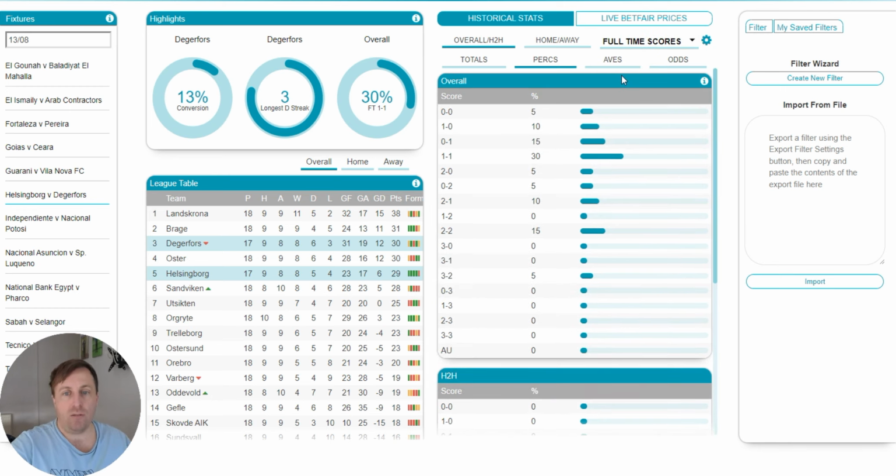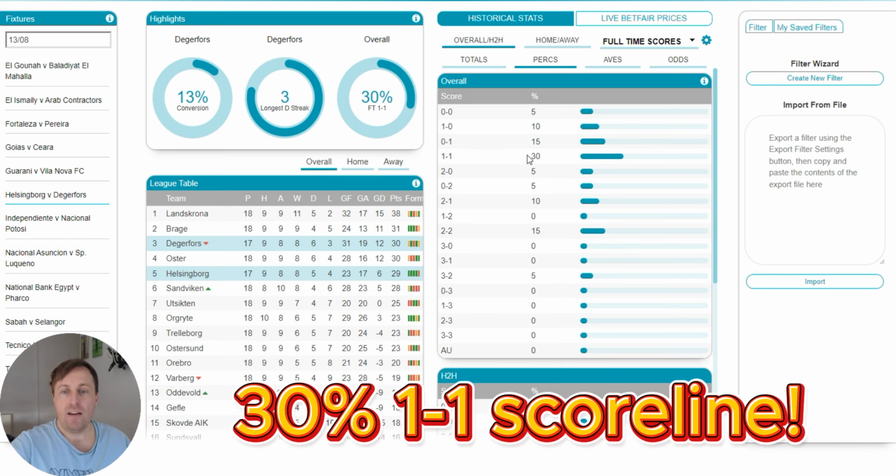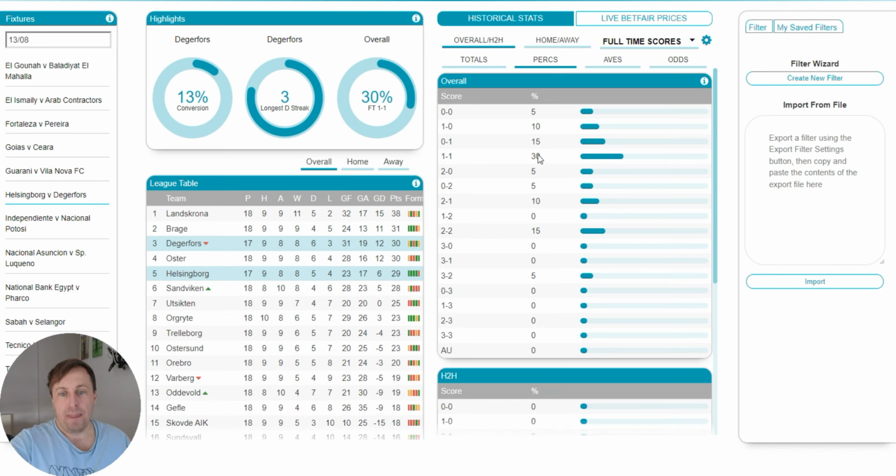Let's have a look at full-time scores because this is where it really gets interesting for me. And you can see here that 30% of the time it's been 1-1. Okay, and you can go, okay, that's a lot of the time. That means nearly a third of the time, right? So around 2-1 odds, just a little bit higher than that, it's landing 1-1. So straight off the bat, you could look at that and go, that looks like a strong scoreline. That looks like the kind of scoreline you could back here and hopefully make a profit on during the game.